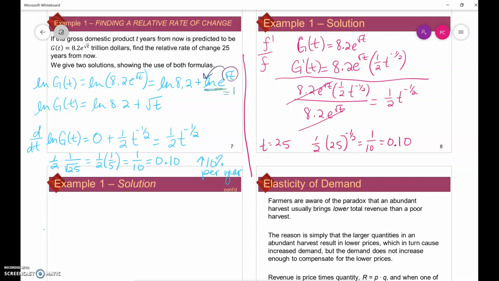It really doesn't matter which way you do it. Depending on the function, I prefer taking the logarithm first just to simplify what I can. But it truly doesn't matter. Both ways will get you the exact same answer. All right, let's keep going.